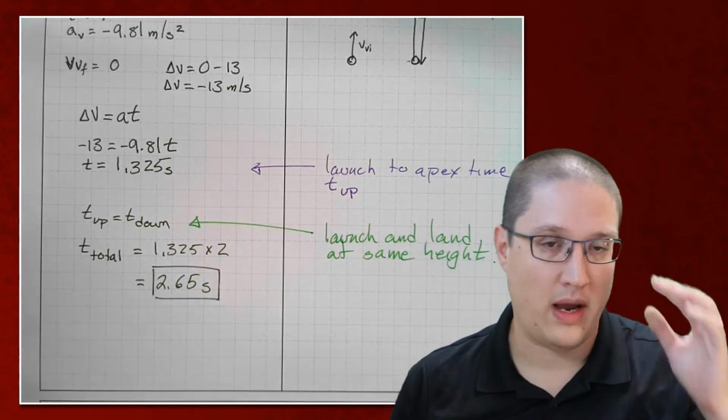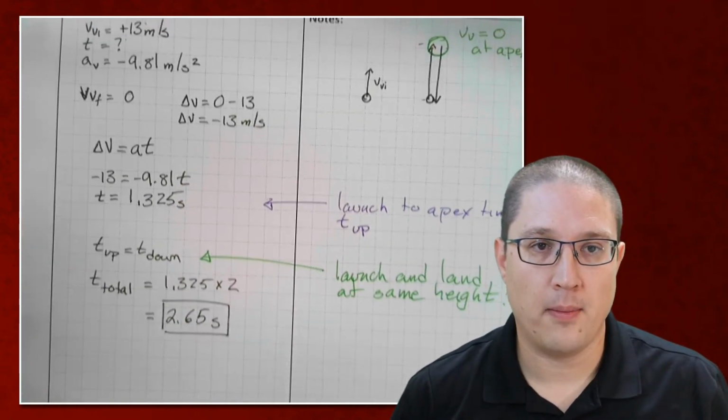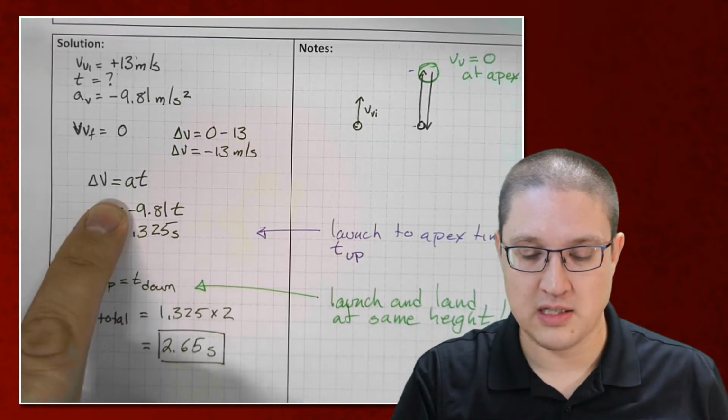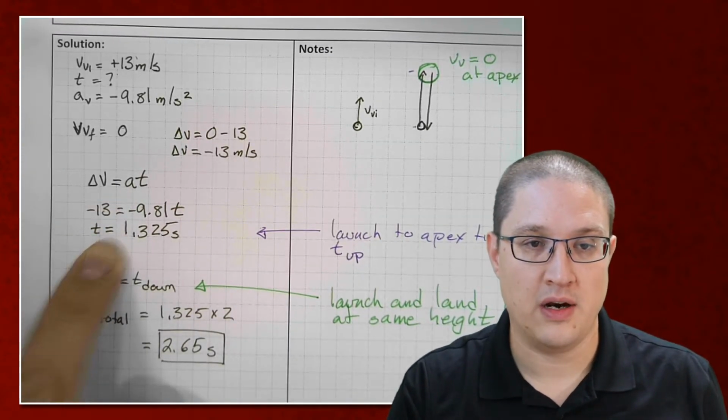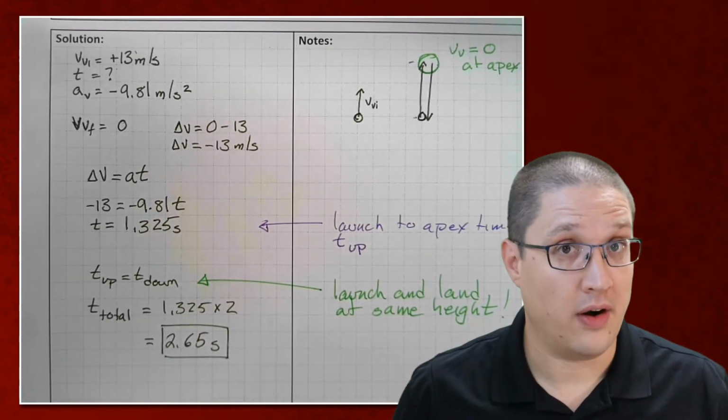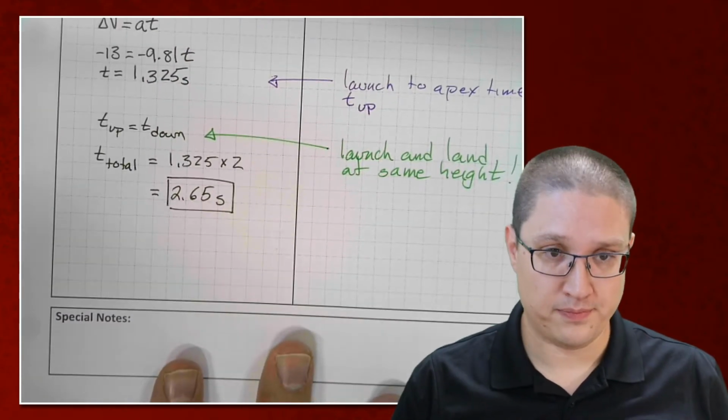This is one way to solve this. Because I happen to know that my vertical velocity is 0 at the apex, I can use this formula here to figure out my time up and then figure out my time down. There is another way to solve this, however.